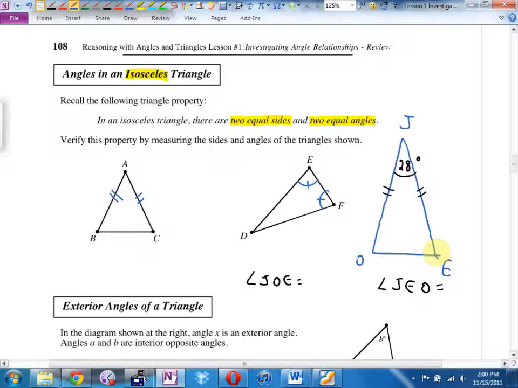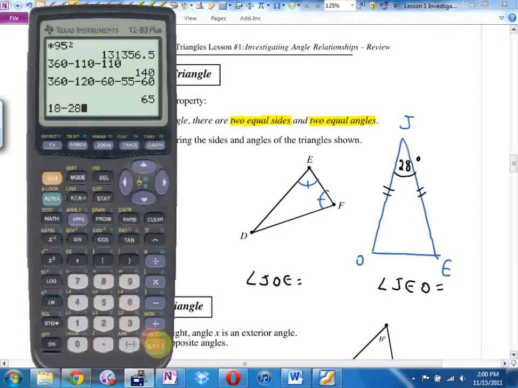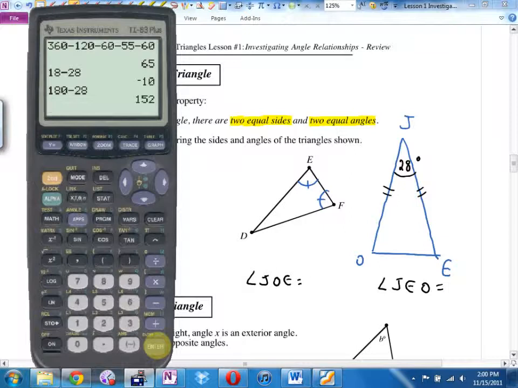Yeah. 180, take away my 28. I like where you're going so far. Let's do that on my count. 180, take away 28. I got 152 degrees left for both angles, but if they're both the same, they're each 76. Is that what you're saying?